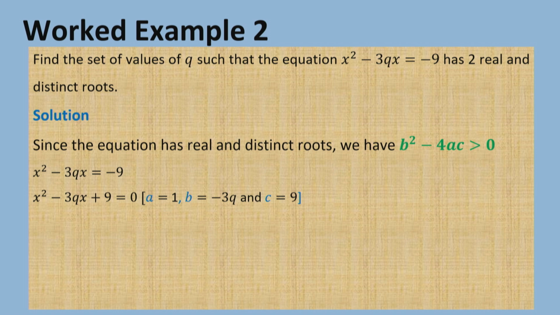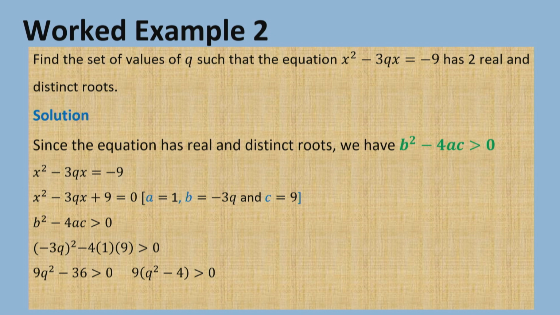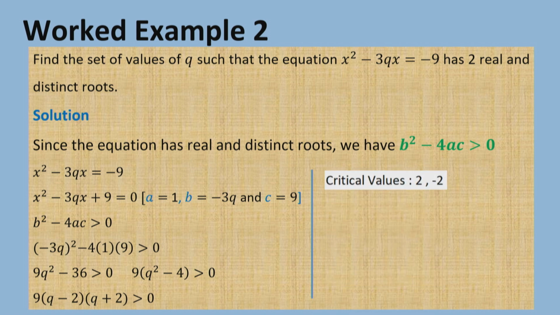What do we do now? You just need to replace in b squared minus 4ac. That will be (minus 3q) squared minus 4 times 1 times 9, which is greater than 0. So 9q squared minus 36 greater than 0. When we simplify, we are going to get 9(q minus 2)(q plus 2) greater than 0. Well, we are going to look for critical values. That's 2 and negative 2.